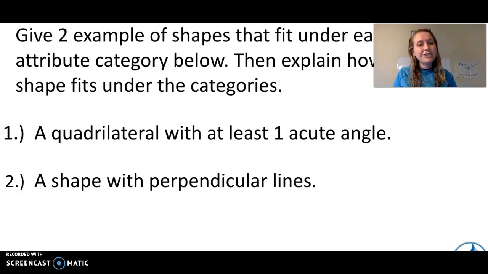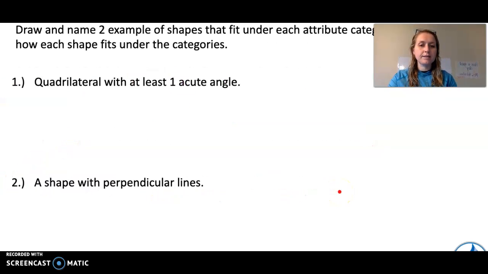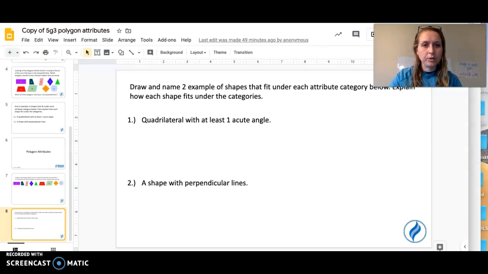So then explain how each shape fits under the categories. And these are really fun because we haven't talked about all these big math words yet, but we will. A quadrilateral, so we just talked about, a quadrilateral has 4 sides with at least one acute angle. And number 2 is a shape with perpendicular lines.